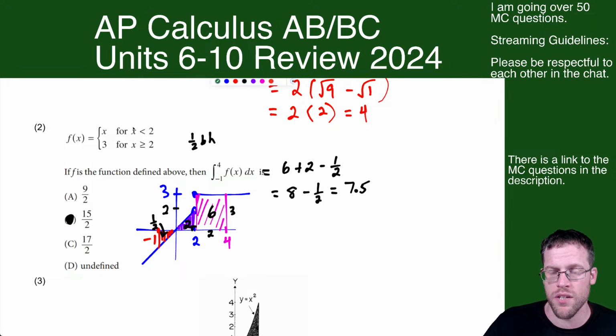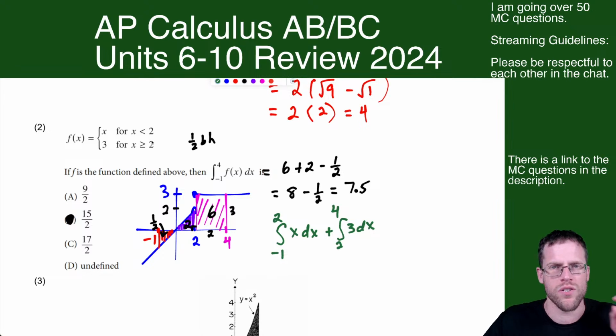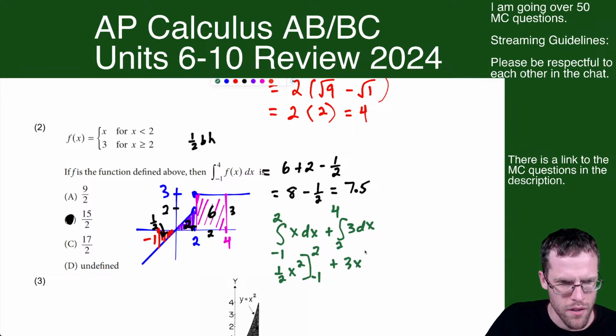Your second option here would be to integrate this piece by piece. So you could go from -1 to the transition point, which is 2, and less than 2 is determined by y equals x. And then you can complete the rest from 2 to 4 using y equals 3 as your function. So if we just do what we did in question 1, but just twice, this also should give us the same answer. We have 1/2 x squared from -1 to 2, and then plus 3x from 2 to 4.